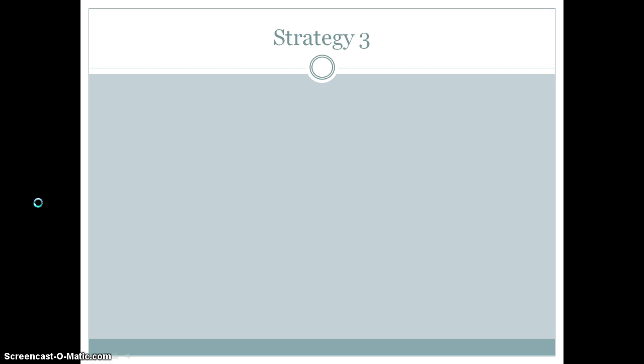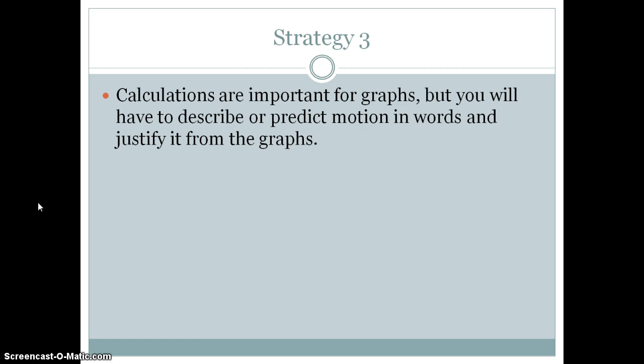Strategy 3, you're almost halfway there. Now a little bit more inventive stuff. Here's the deal with graphs. Calculations are important. You're going to do a bunch. But even more important on the AP exam and just knowing physics is having to describe and predict motion in words and justify it from the graphs.